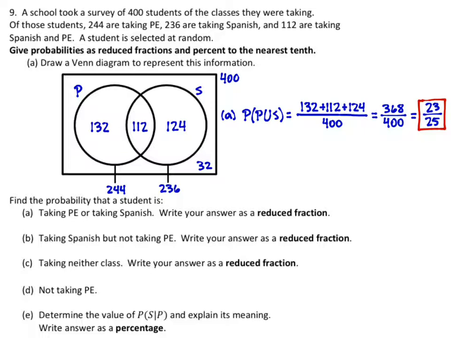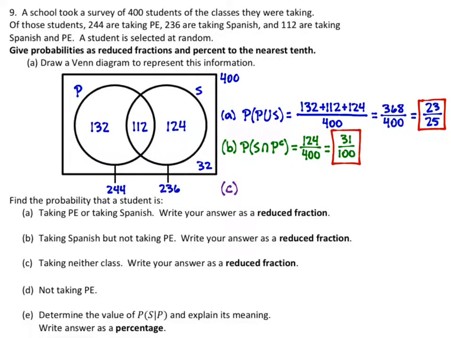For B, it says, what's the probability that a student is taking Spanish but not taking PE? Probability of a student taking Spanish but not PE. The way we would write that is P of S intersect not P. So remember, when we have an intersect, we're talking about one piece. And even if you didn't see this notation, you should be able to identify the region that is Spanish but not PE. Well, that would be this piece, 124. Again, one piece out of the entire puzzle when you have an intersection. Reducing that, you end up with 31 over 100, which is 31%.